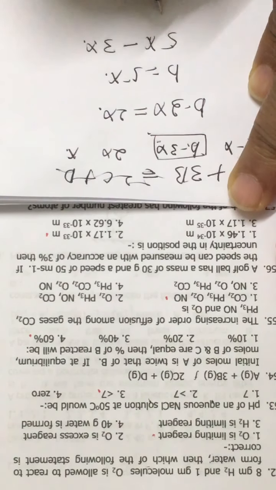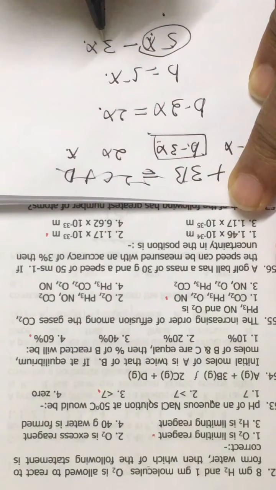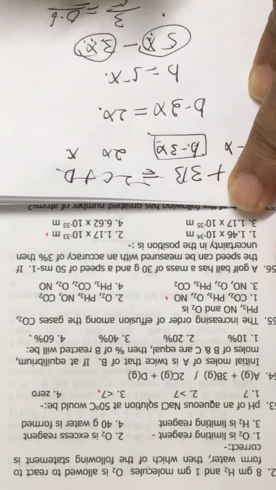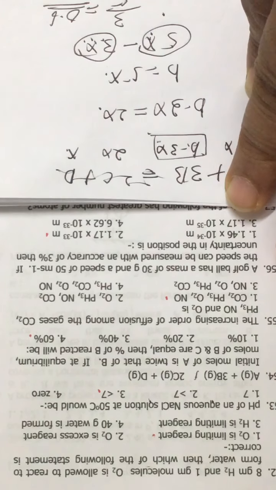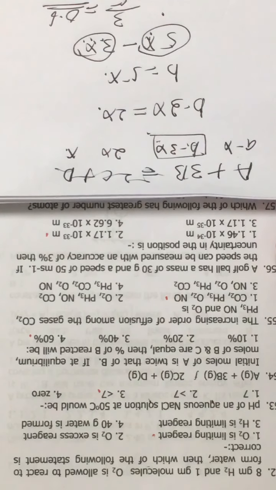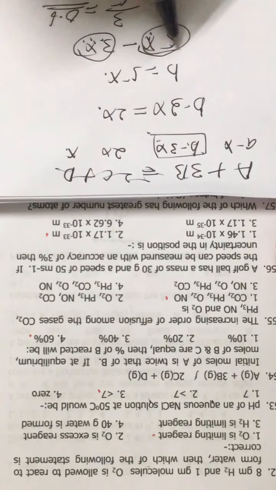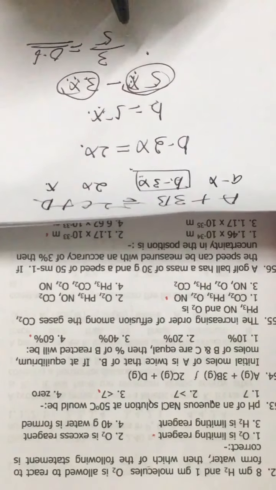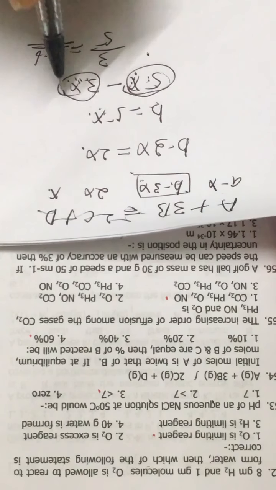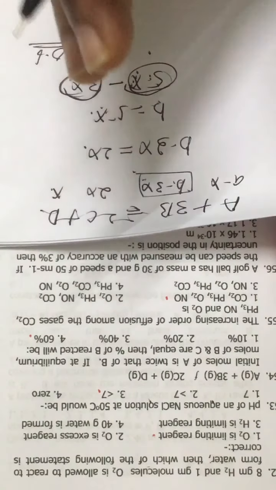So what percentage is dissociated? Out of 5, 3 parts are dissociated. So 3 by 5 is equal to 0.6 or 60%. 60% of B is reacted. The correct answer is the fourth option. B is equal to 5X, we have calculated. So out of 5X, 3X is getting dissociated. So 3 out of 5 is getting dissociated. So the correct answer is 0.6.